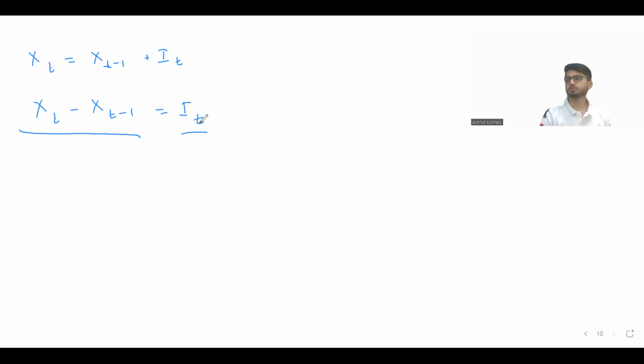It takes what values, +1 or -1 only. Okay, and it takes +1 or -1. Probabilities are dependent on what, Xt-1 only. So can I say that It, the value of this is either +1 or -1, and the probabilities of this will be e to the power minus |Xt-1| or 1 minus this. Point is, if I know Xt-1, let's put it this way.